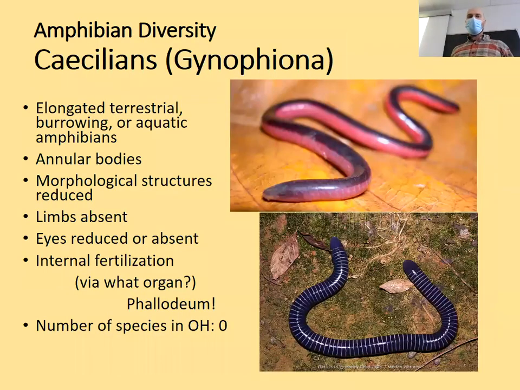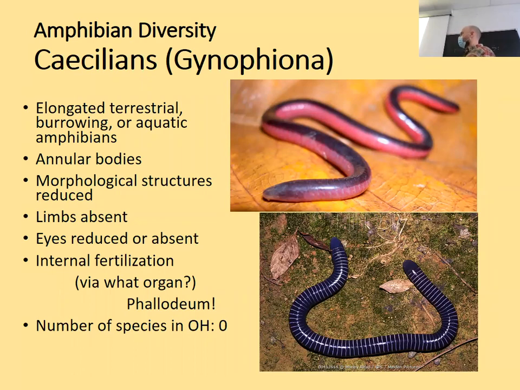All right, let's talk about Sicilians, or Gymnophiona, really quickly. I showed you a little bit about these guys on Monday. They're elongated, they're terrestrial, they can be aquatic but they often live underground. They have these annular bodies, meaning there are rings, kind of like an earthworm. They do not have limbs.